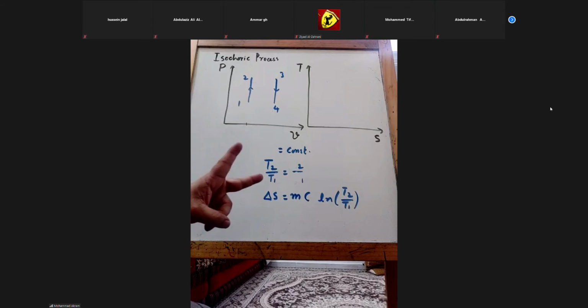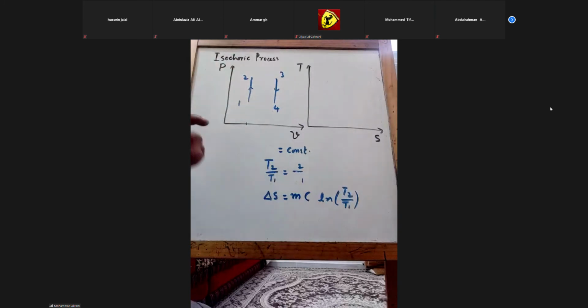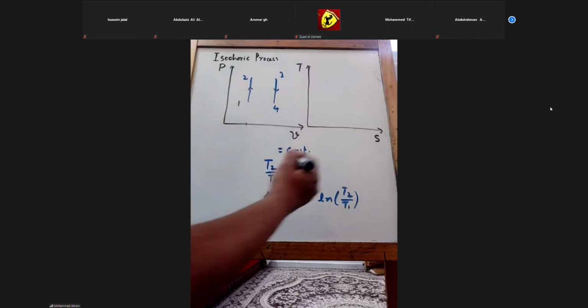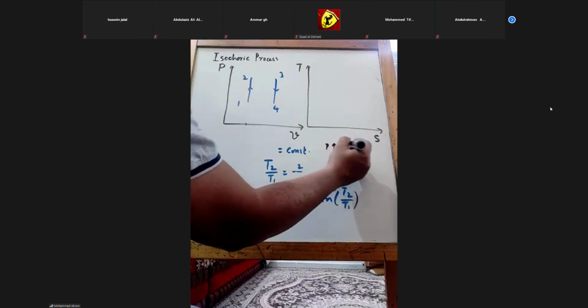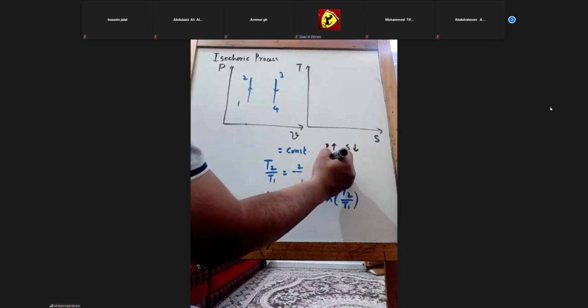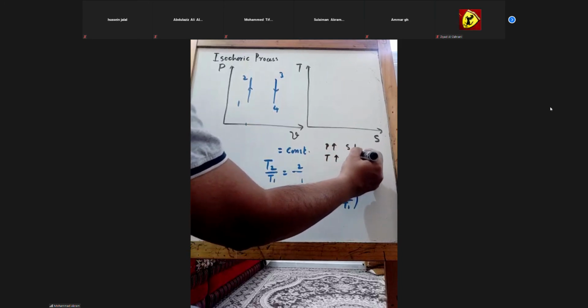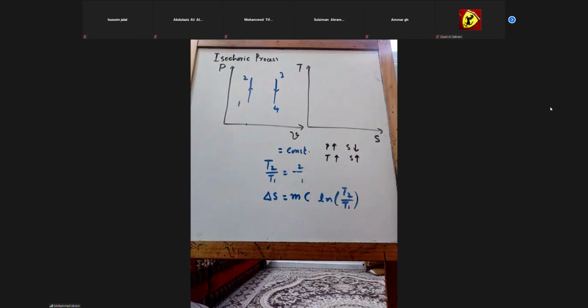Okay. Now you have two contradictions. With increasing pressure, entropy decreases. And with increase in temperature, entropy increases. Are you getting my point? Yes. As pressure is increasing, entropy decreases. As temperature is increasing, entropy increases. Here both things are happening. Pressure is also increasing, temperature also increasing. So what will happen to the entropy? Remain the same, constant? No.